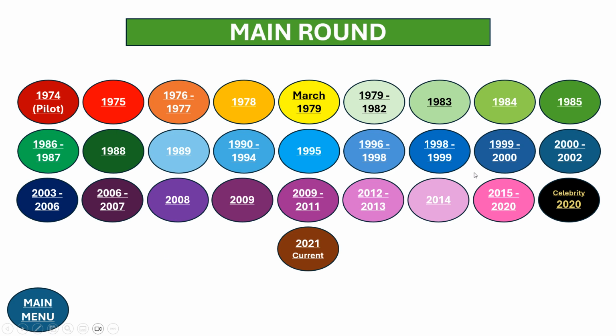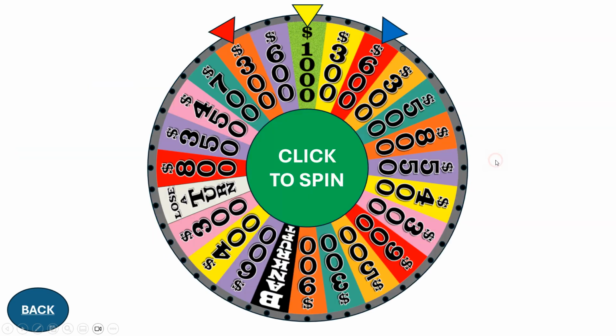Now let's move on to 1999 to 2000. As you can see, all the dollar amounts now have white outer outlines. This looks 3D detailed.